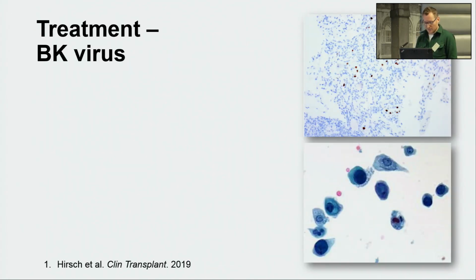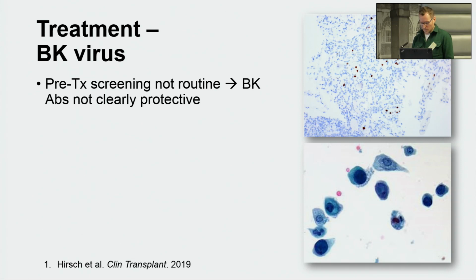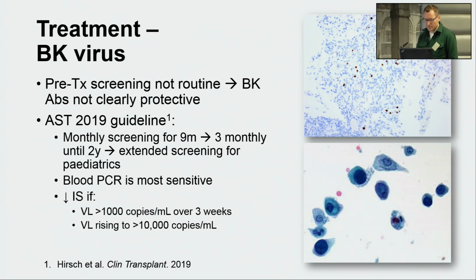And then the last of the big 3 viruses that we monitor carefully post-transplant, BK virus. BK virus is a polyoma virus. We don't routinely do pre-transplant screening for BK virus because the antibodies are not clearly protective. And there are American Society of Transplantation guidelines for monitoring BK viremia.